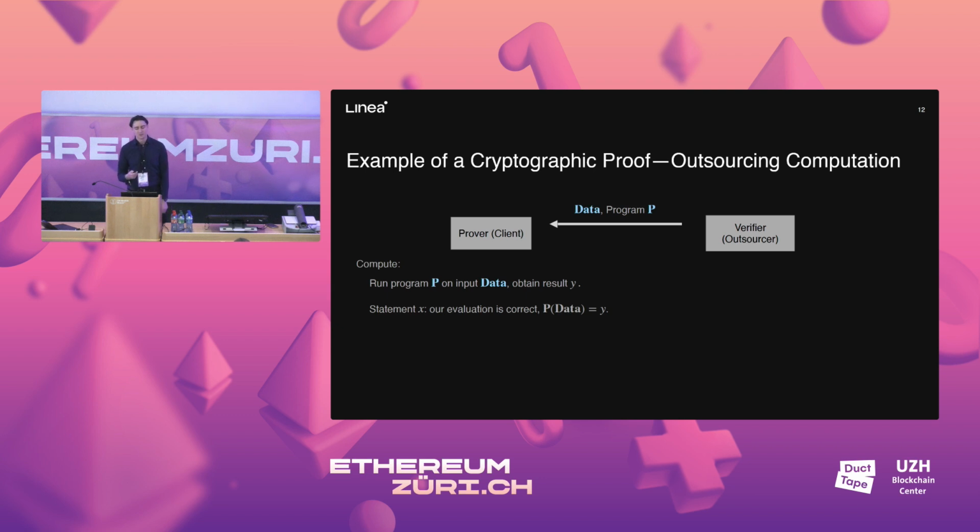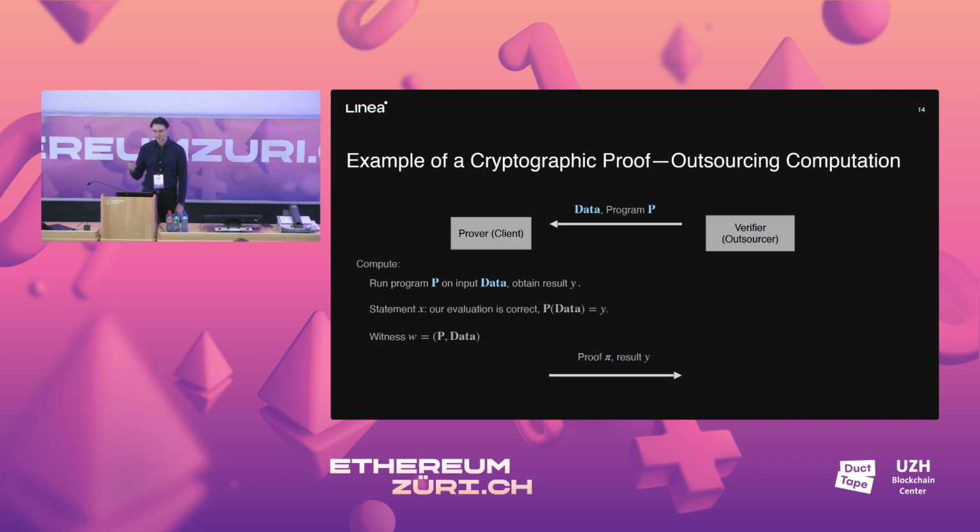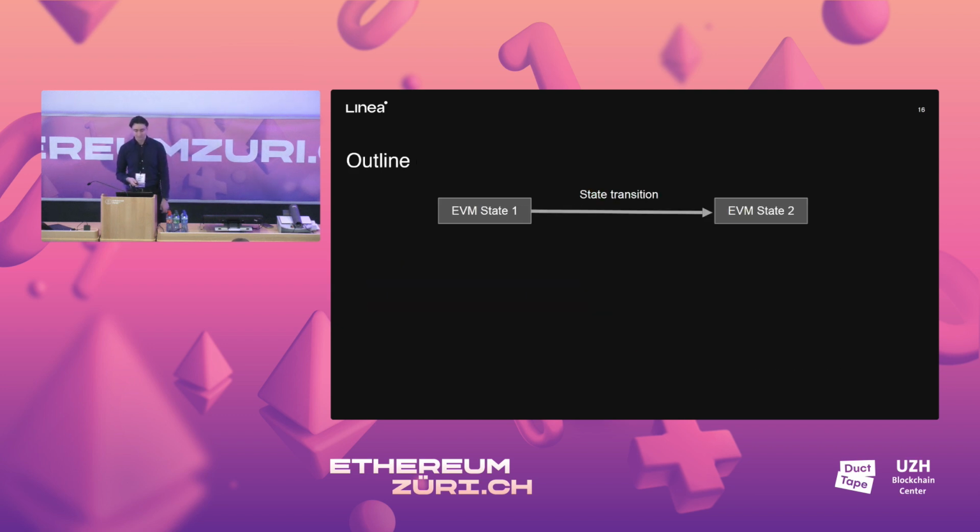The statement is going to be that our evaluation is correct, that we indeed evaluated the correct program on the correct data. Now the witness is public. There is no secrecy. It sends the proof to the verifier and the result. And then the verifier can check and make sure that the prover has indeed performed the service that it was contracted to do. So that's it for the introduction on what we can prove.